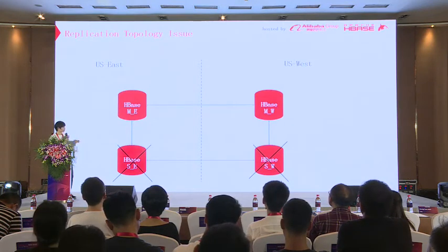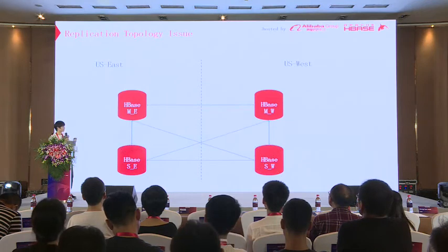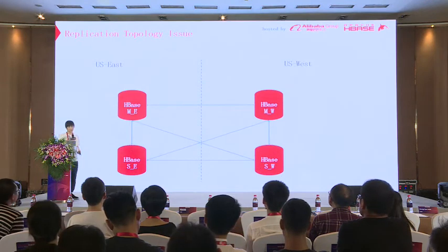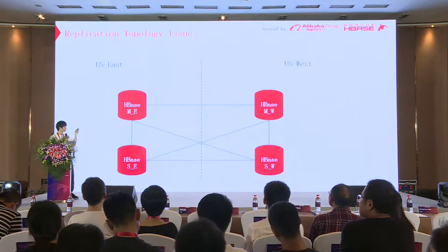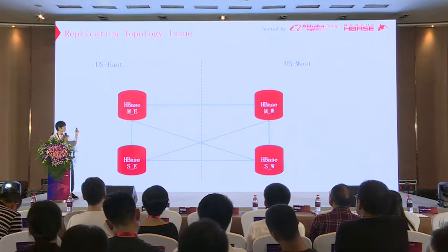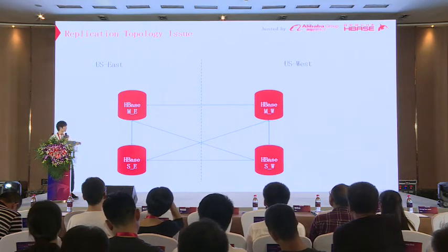To make this tolerant of two cluster losses, we have to set it to choose two, which is six replication links. This is extremely heavy, and I think each piece of data will be replicated three times.